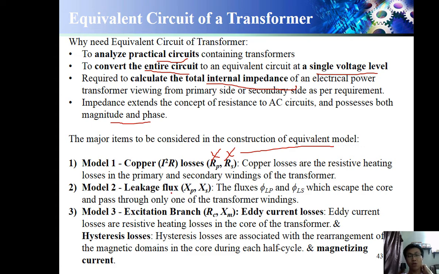Model 2, if you still remember, is the leakage flux, XP and XS: the leakage flux on the primary side and the leakage flux on the secondary side, which escape the core and pass through only one of the transformer windings. Model 3 is the excitation branch, RC and XM. It contains the eddy current losses and hysteresis losses, and also the magnetizing current. So let's go through it.